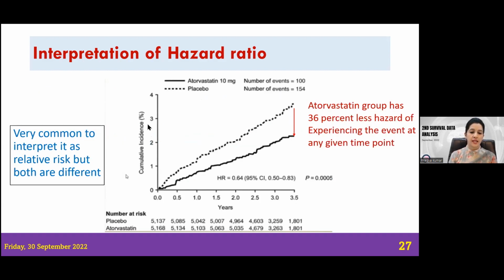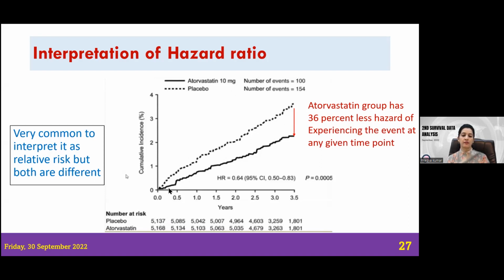So again, this is one example. You can see this is one curve, and you can see with time, this hazard. So survival, you have seen that the survival curve comes down, that Kaplan-Meier. It is stepwise and it goes down, but this hazard rate goes up. So if I say that the hazard ratio is 0.64, and there are two groups. The solid line is for the atorvastatin group, and the dash is for the placebo, the traditional treatment.